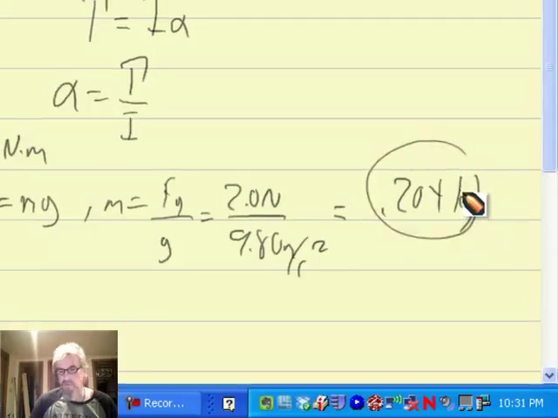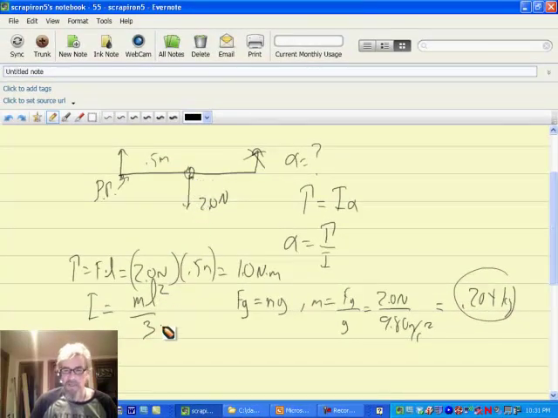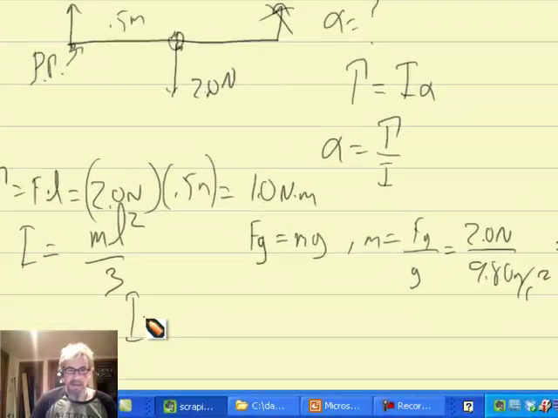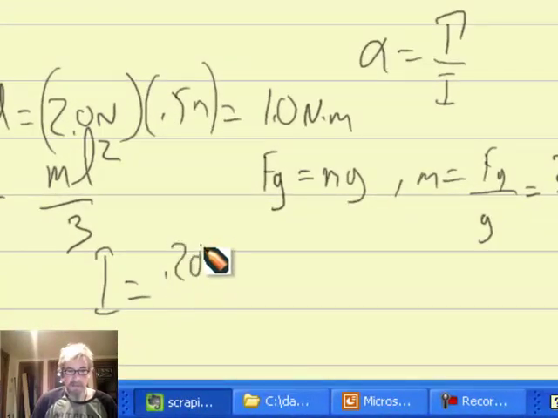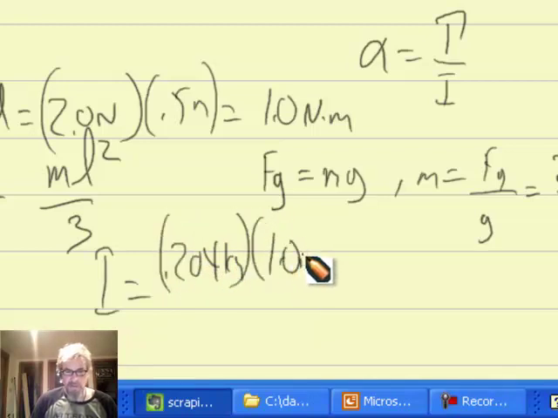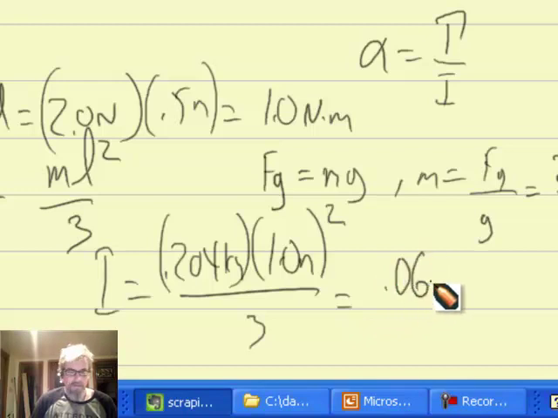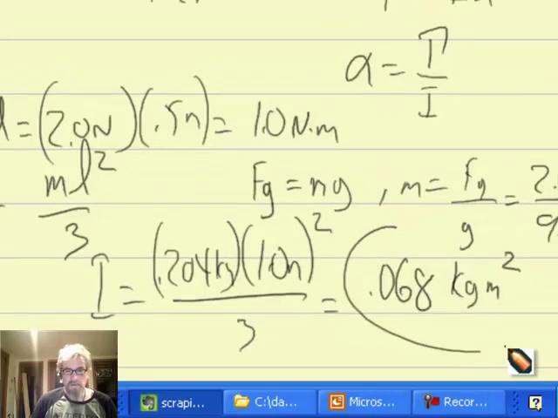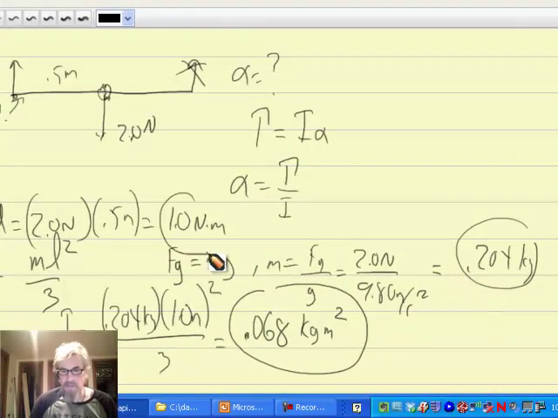So taking that as mass and the length as a meter, we can calculate what I is. I is 0.204 kilograms times 1 meter squared divided by 3. If you calculate I, you get 0.068 kilogram meters squared. So let's take I that we've just calculated, and the torque that we've just calculated, and plug them in here and find out what acceleration is. Well, torque goes on top, and that's 1.0 Newton meters.